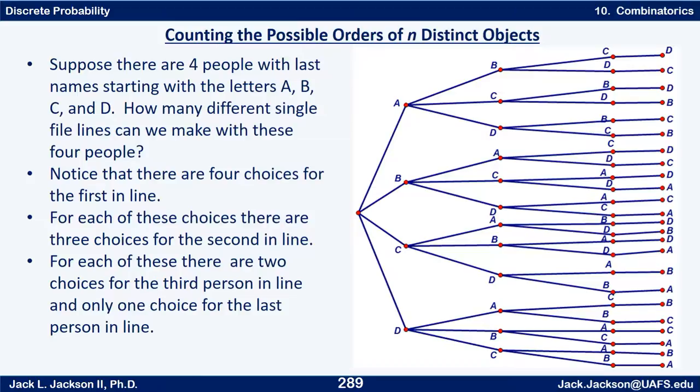So basically we have 4 choices for the first person in line. For each of these, there are 3 choices for the second person in line. For each of those, there's 2 choices for the third person in line. And for each of those choices, there's only 1 choice for the last person in line. So if you see, I have listed all the choices here: A, B, C, D; A, B, D, C; A, C, B, D; and so forth. And if you count up all those choices, how many are there? Well, there's 24 of those choices.